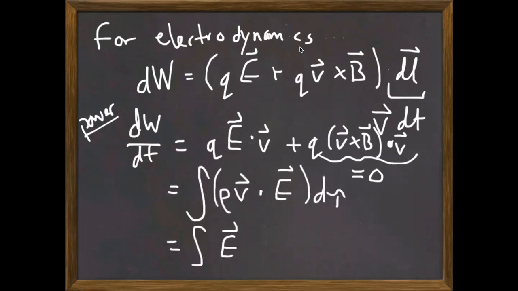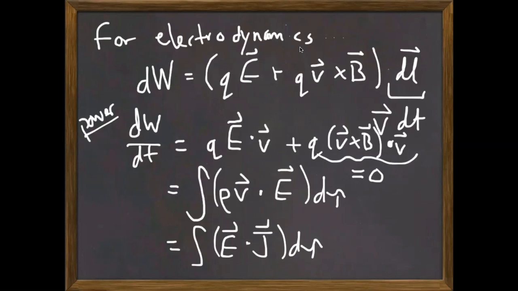And I can generalize that to find the power exerted on a charge distribution by turning that q into a rho d tau and integrating. And I can group together rho v to form my current density J. And so I'm going to have power only when I have E and J that are parallel to each other. So my power is a volume integral of E dot J. So you can think of E dot J as the power density, if you like, the power exerted on a system of charges per unit volume.